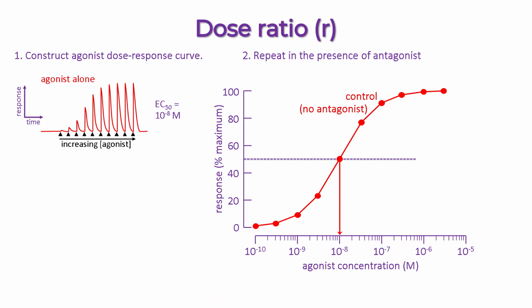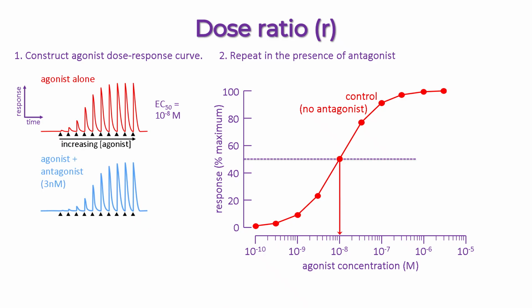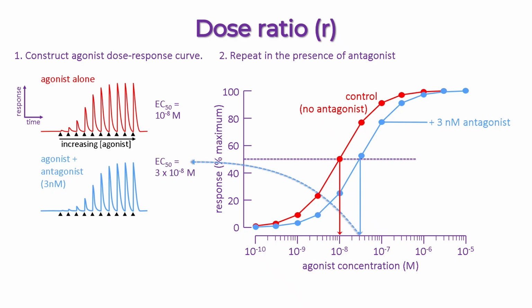The experiment is then repeated in the presence of a fixed concentration of the antagonist, say 3 nanomolar. Responses to the agonist are measured and plotted on the same graph. The dose response curve shifts to the right because higher agonist concentrations are required to achieve the same effect. This means that the agonist EC₅₀ is higher than in control conditions.